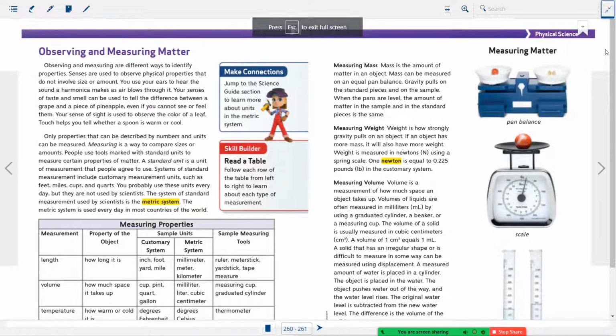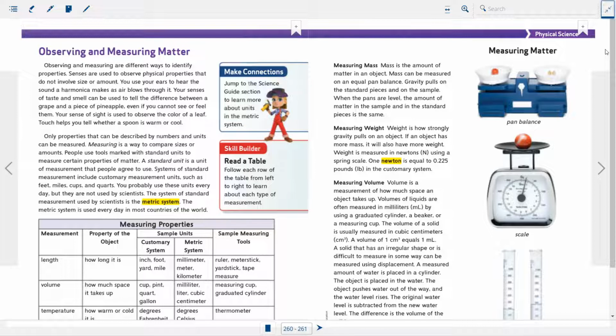Observing and measuring matter. Observing and measuring are different ways to identify properties. Senses are used to observe physical properties that do not involve size or amount. You use your ears to hear the sound a harmonica makes when air blows through it. Your sense of taste and smell can be used to tell the difference between a grape and a piece of pineapple, even if you cannot see or feel them.